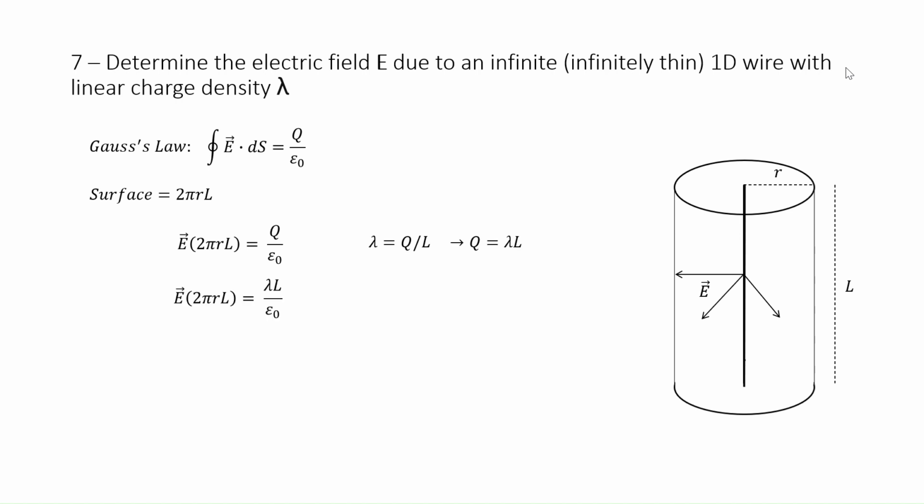So if we put this into the equation, we get E 2 pi RL equals lambda L over epsilon naught. This can be simply rearranged, and then we cancel the L's from both sides to get our electric field of E equals lambda over 2 pi R epsilon naught.